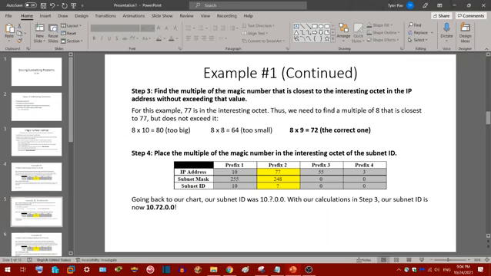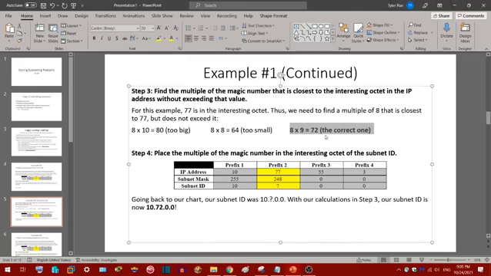Step 3 is to find the multiple of the magic number that is closest to the interesting octet in the IP address without exceeding that value. For this example, 77 is the interesting octet, seen in this table here. Thus, we need to find a multiple of 8, which is the magic number, that is closest to 77 but does not exceed it. I have 3 multiplication problems to explain this. The right one here, 8 times 9 is 72. This is actually our interesting octet here, and I'll show you why it is. 8 times 8 is 64.